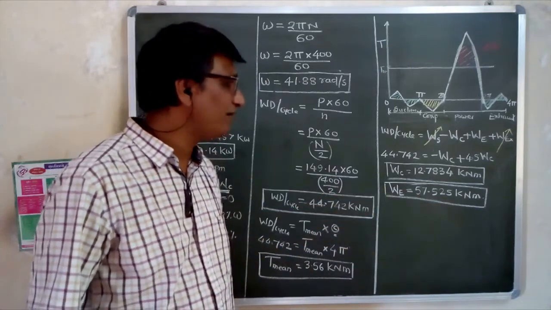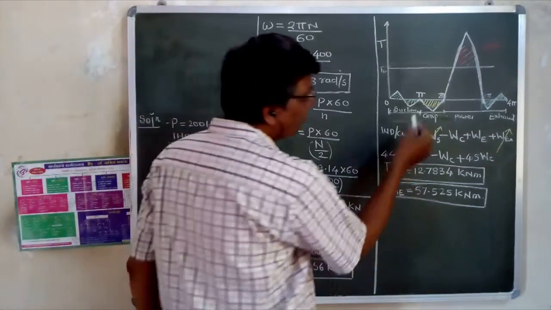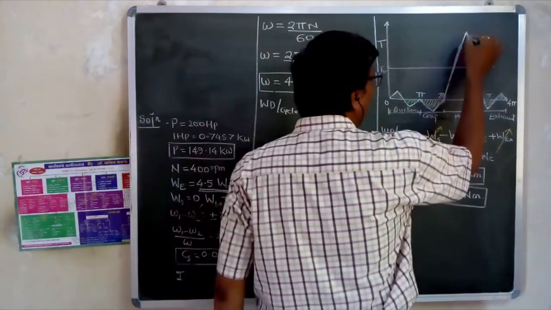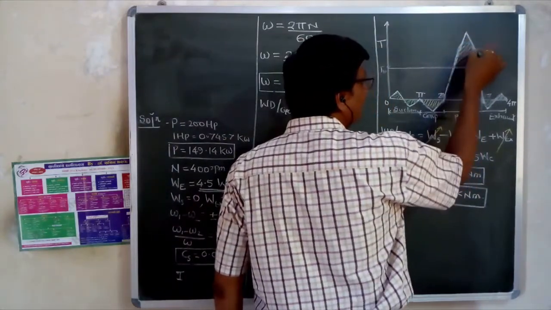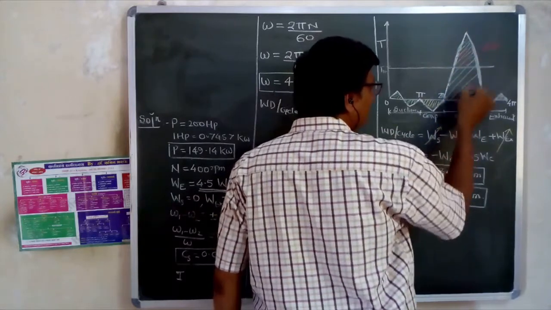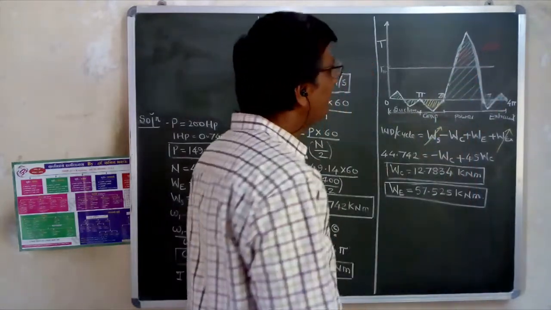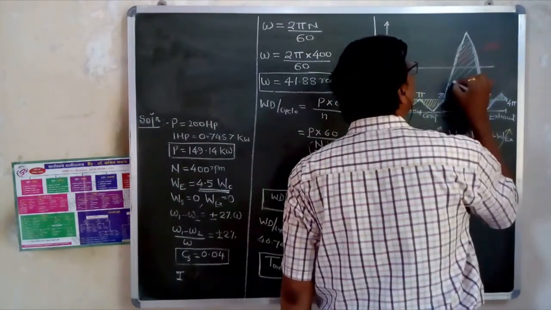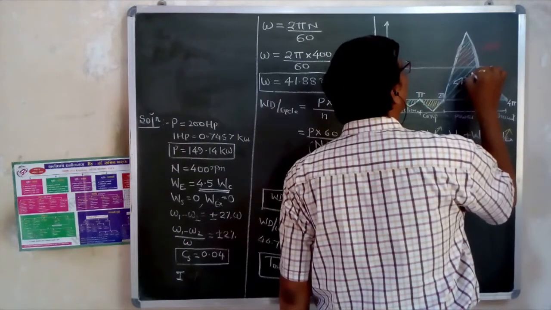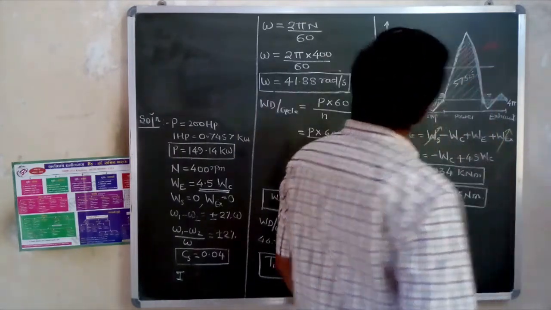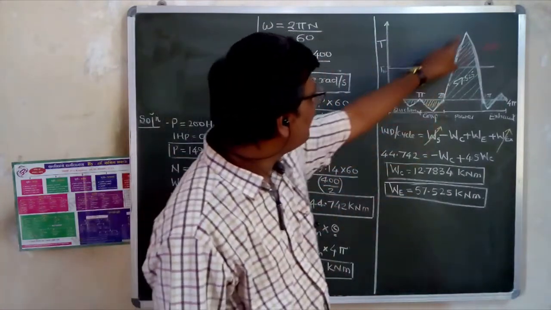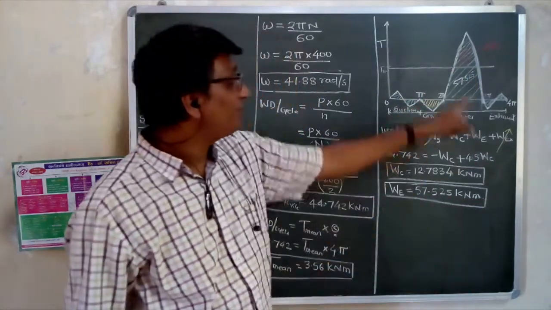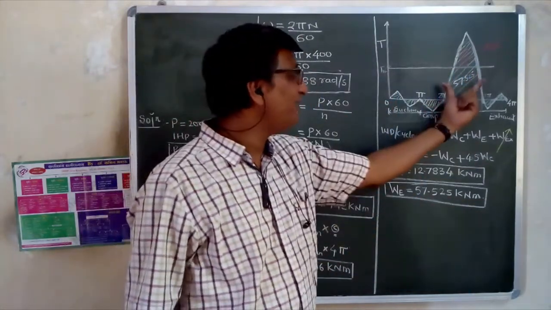Now you have the work during expansion and the work during compression. The work during compression is this one. What is the work during expansion? Work during expansion is this total work. So how much is it? 57.525. I will write that. So I can say that the area of this triangle is nothing but 57.525 kilonewton meter, which is the work. Okay. So I got the area of this triangle.